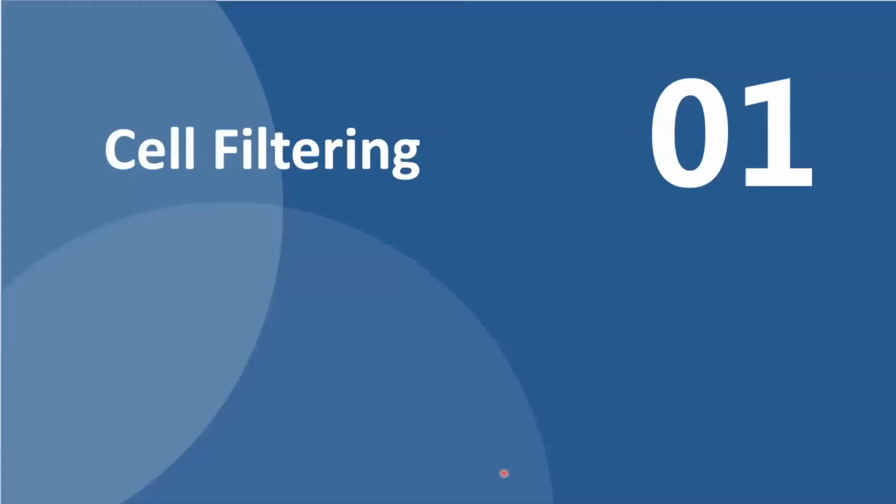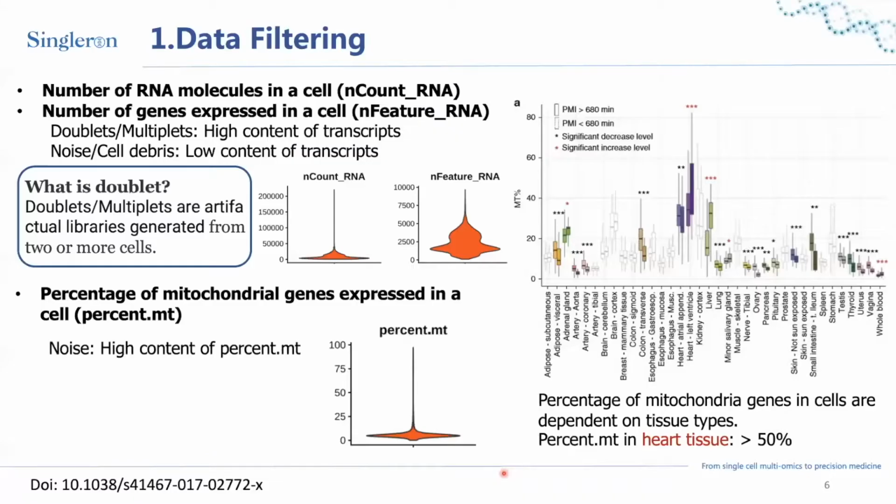So let's go to the first part, which is cell filtering. In cell calling, we have filtered out some empty cells. However, there are still unwanted cells that you're not going to use for later steps, so we do extra data filtering here before we start. According to the number of RNA molecules in the cell, the number of genes expressed in the cell, as well as the percentage of mitochondrial genes expressed in every cell, we filter out some of the cells that we are not going to use.